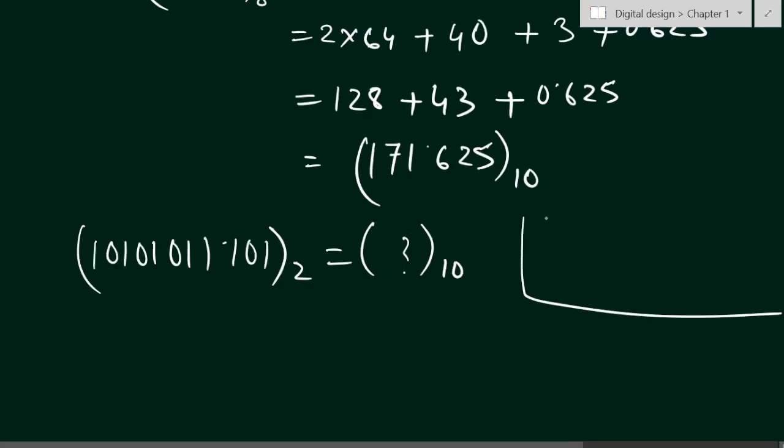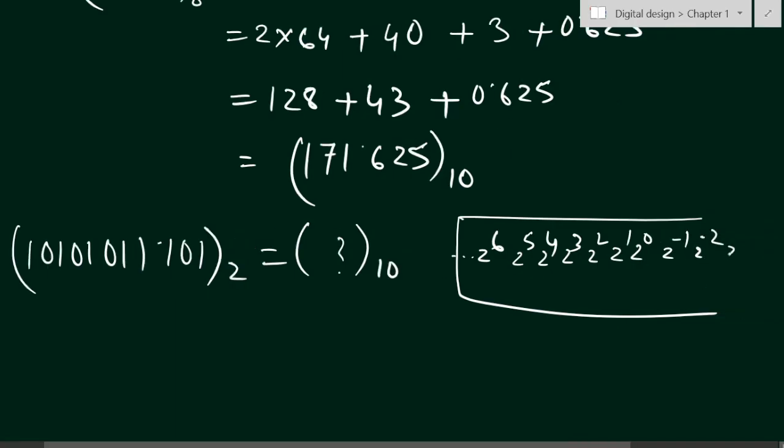So here let me write down the sequence of powers of 2. In the integer part we'll have 2 to the power 0, 2 to the power 1, 2 square, 2 cube, 2 to the power 4, 2 to the power 5, 2 to the power 6. In this way you have to follow. And after the fraction we'll have 2 to the power minus 1, 2 to the power minus 2, 2 to the power minus 3, and so on. So this is the sequence. Now we'll put these values here. After the decimal we have 101.